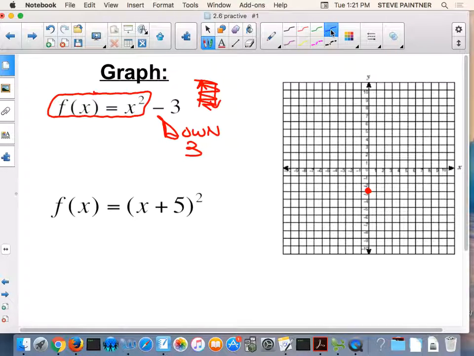From the vertex, right 1, up 1. Right 2, up 4. Right 3, up 9. 5, 6, 7, 8, 9. Can you see the right side of your U? Well, on the left side of your U, it's the same thing.